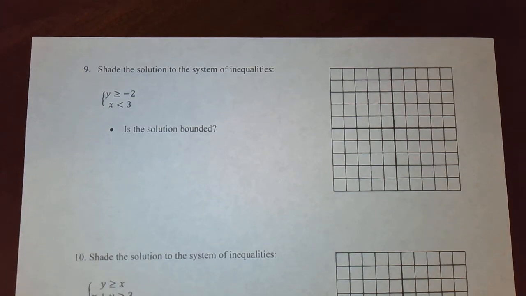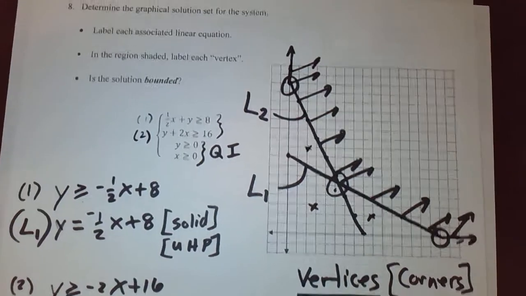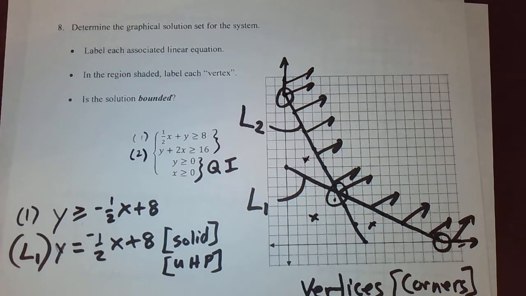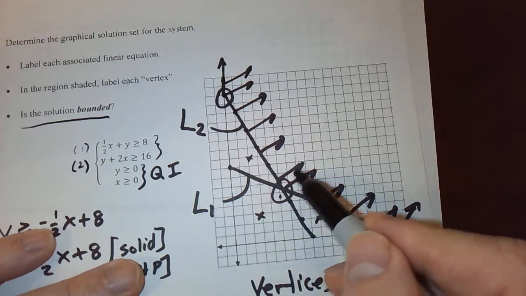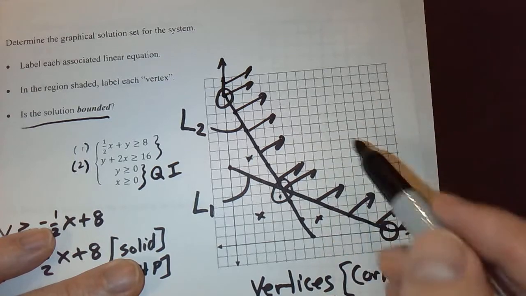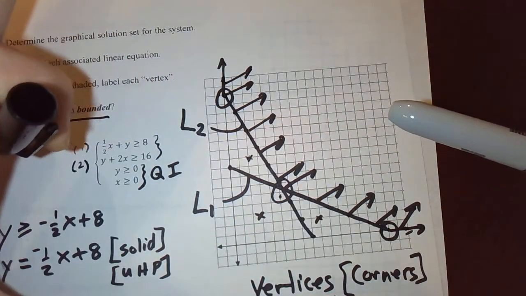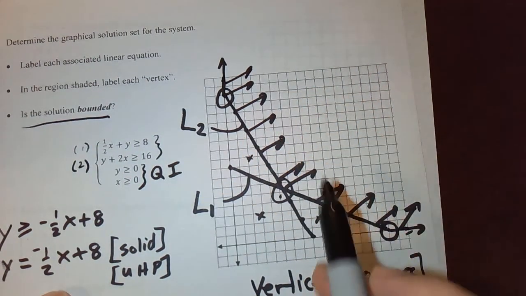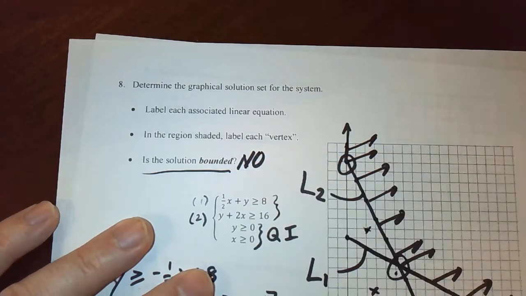Before we looked at our next example, in the previous video, we did this problem, and I forgot to answer this question. Is the solution bounded? Well, obviously it is not, because, for example, all of these arrows go infinitely on in this direction. There's no circle you could draw that would be infinitely big to encompass all of this. So this is an unbounded region. Is the solution bounded? No.